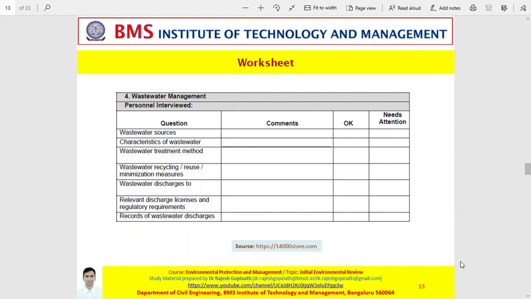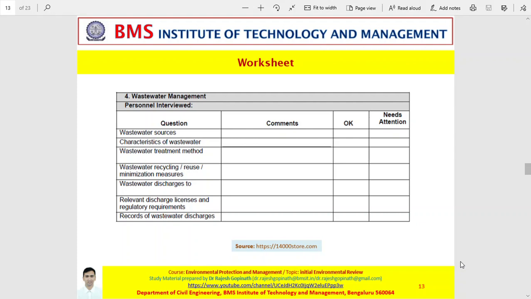Is it in situ or off-site? That is, is there a treatment within the organizational premises? In that case, the flow diagram or the flow chart of the treatment process highlighting the preliminary treatment, primary treatment, secondary treatment, tertiary treatment has to be provided. There should be manuals for all of these machineries. So what are the practices in place for recycling wastewater or minimizing the wastewater or reusing the wastewater?